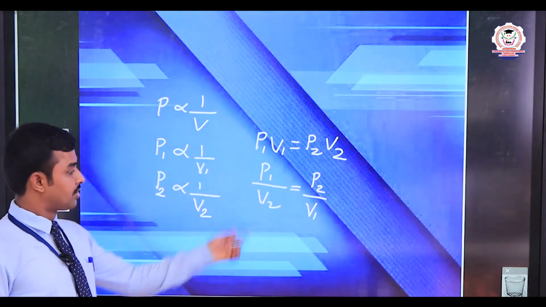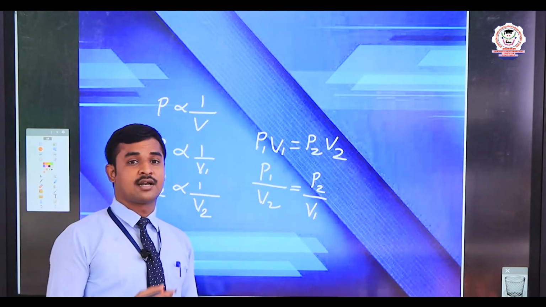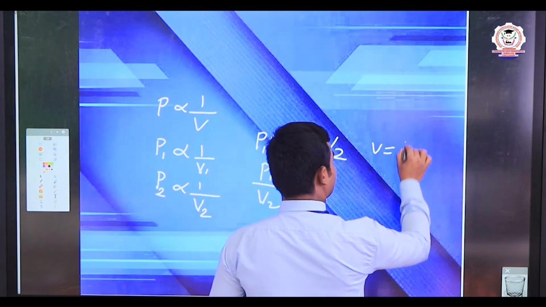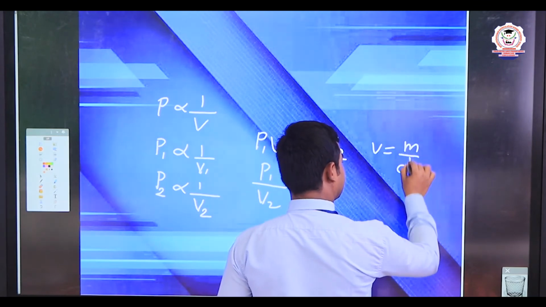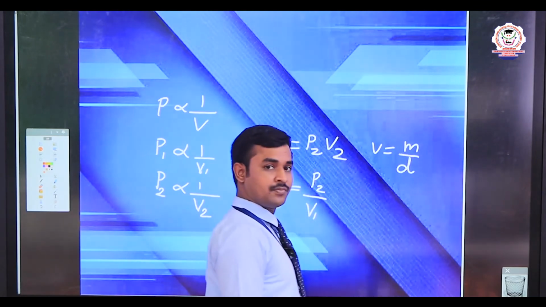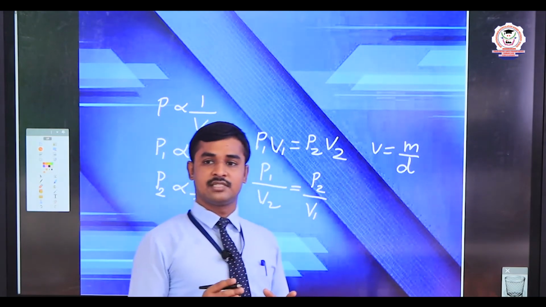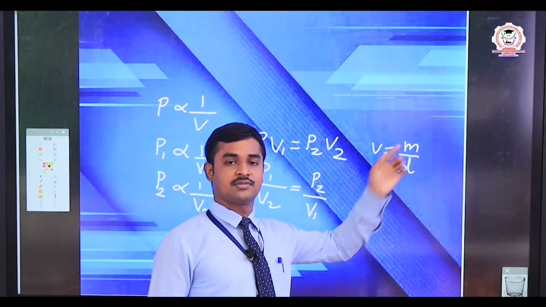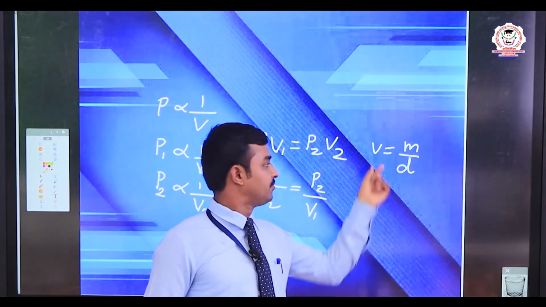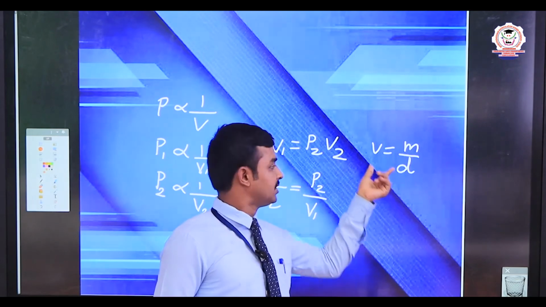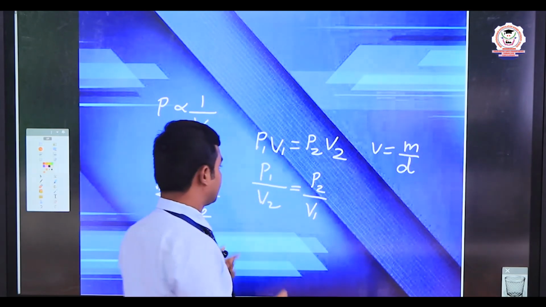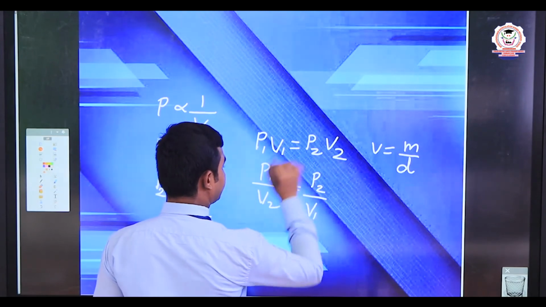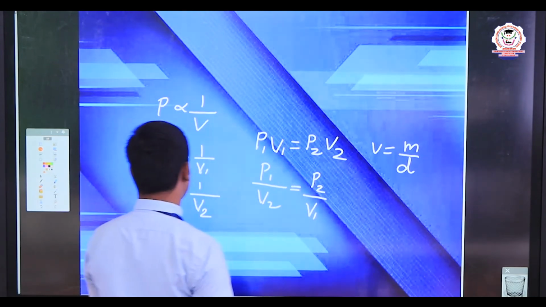In this, the volume can also be written in another form. In physics, you studied volume as mass divided by density. At a particular density, it can produce a particular mass. V is equal to m divided by d. You can use this here also. If you apply this to P1 V1 is equal to P2 V2, I will apply it now.